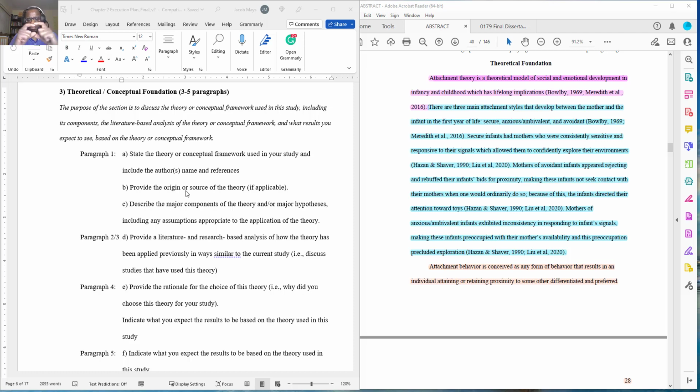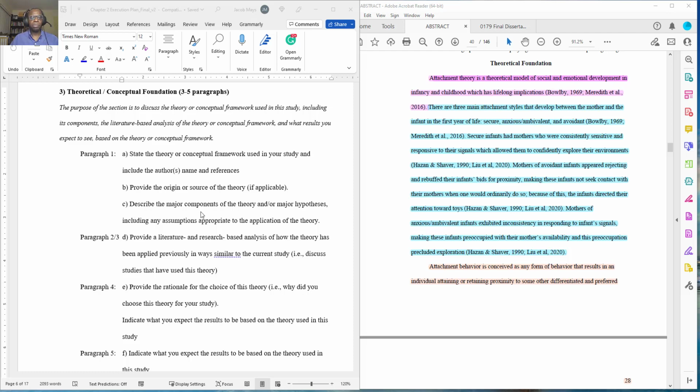So you did give some very limited background information about the origin of the theory. Okay, but we don't have that here because attachment theory wasn't born out of another theory. So that's why it says it's if applicable. So we skip this. All right.